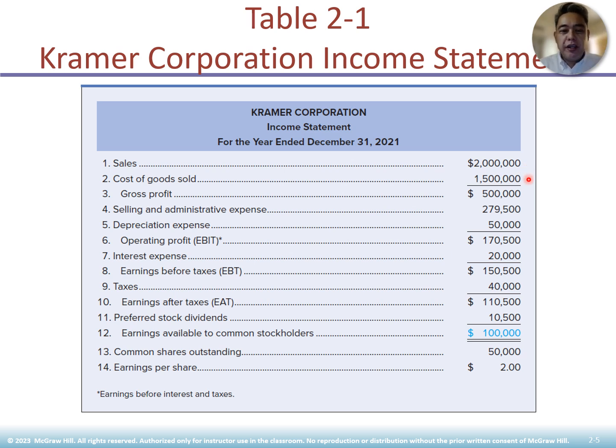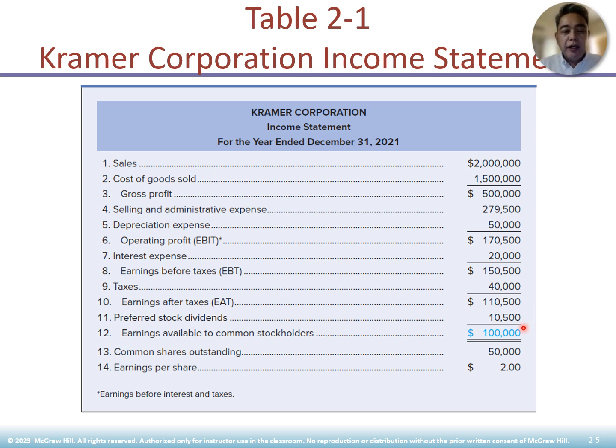So you have 2 million of sales. 1.5 million is actually cost of goods sold. If you deduct sales minus cost of goods sold, you have 500 as your gross profit. And then the operating expenses, which will be your selling and admin expenses, 79.5, depreciation also 50K, and then interest and then taxes. If you deduct that, it will be $110,500 of earnings after taxes. In other terms, it's net income after tax, right?